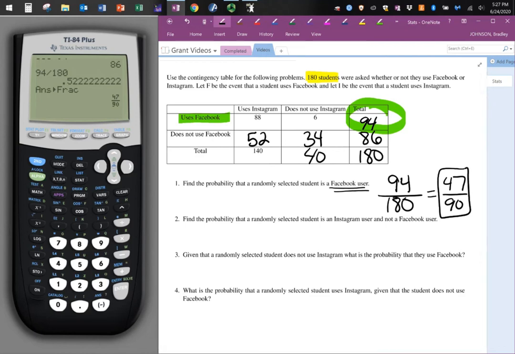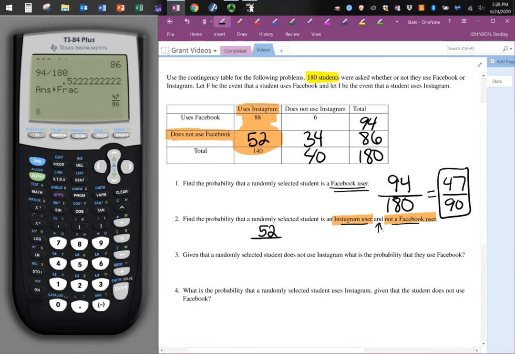Find the probability that a randomly selected student is an Instagram user and not a Facebook user. Let me get rid of my past highlights. Let me use a different color. So they use Instagram but do not use Facebook. If we find that overlap, we can see that value there would be 52. So 52 is that overlap, and it's out of 180, out of all the students. Then you get a crazy decimal, but let's hit math, fraction, enter. 13 out of 45 is our reduced fraction. So that works out nicely for us.